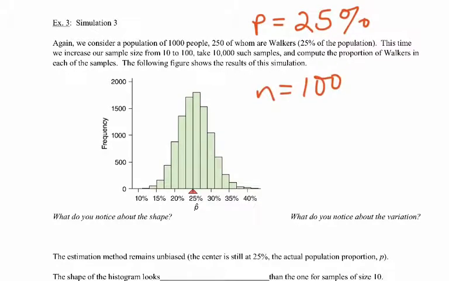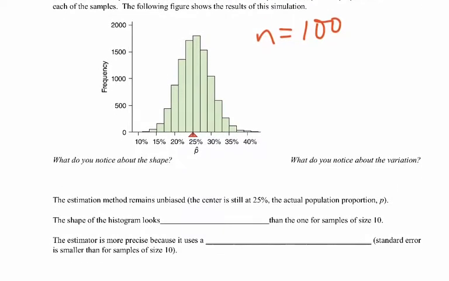So this time N equals 100, and then I just started pulling samples of 100. I did random samples of 100 10,000 times, and I graphed the frequency for the proportion of walkers in each sample. All right, so what do you notice about the shape of the graph?